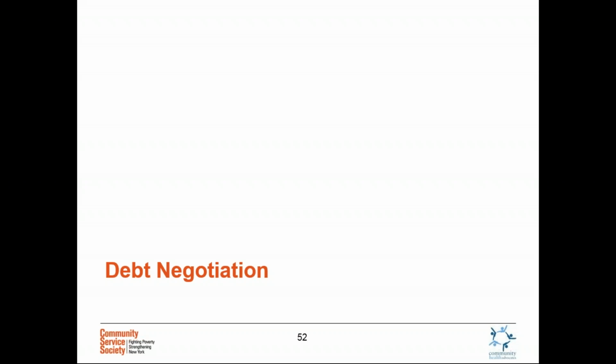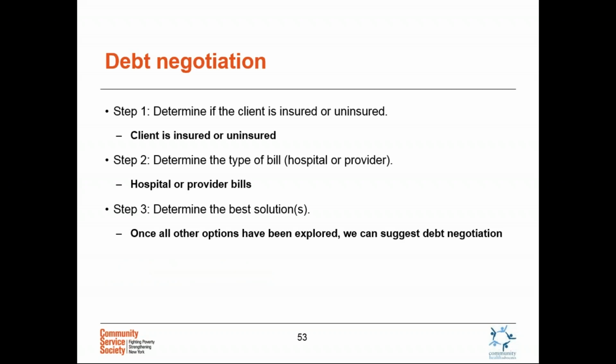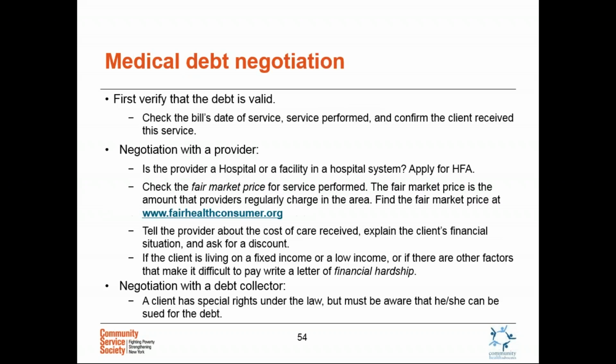Finally, we're going to review the last resort option for every single billing case, and that is debt negotiation. So here are the 3 steps. Debt negotiation is always available and used as a last resort, so it's always going to be in step 3.